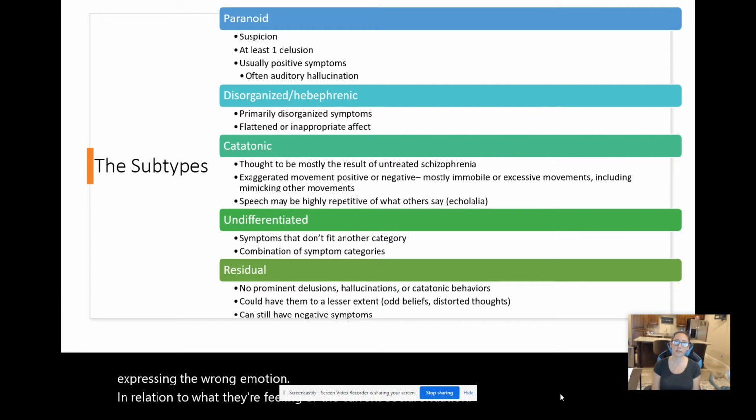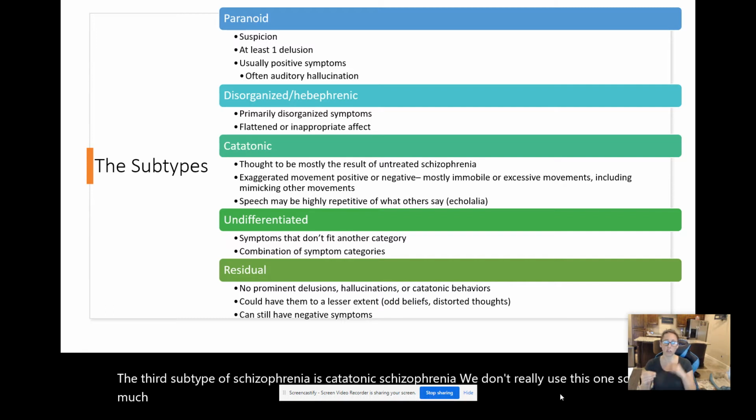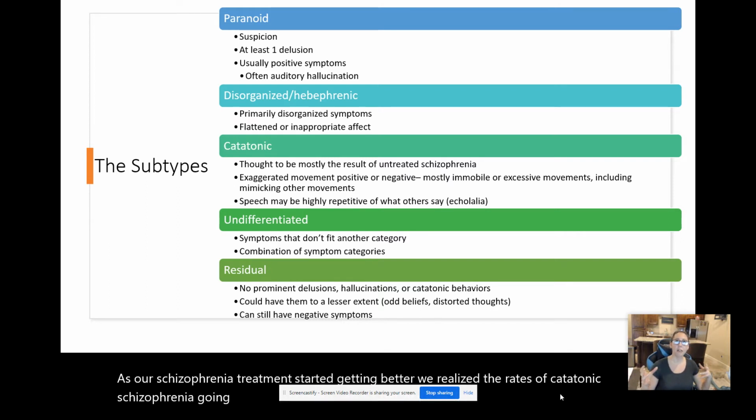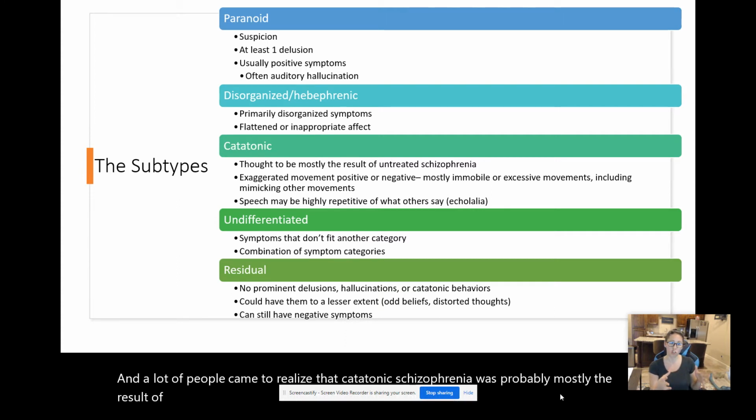The third subtype of schizophrenia is catatonic schizophrenia. We don't really use this one so much anymore. As our schizophrenia treatment started getting better, we realized the rates of catatonic schizophrenia were going down. And a lot of people came to realize that catatonic schizophrenia was probably mostly the result of long-term untreated other forms of schizophrenia.